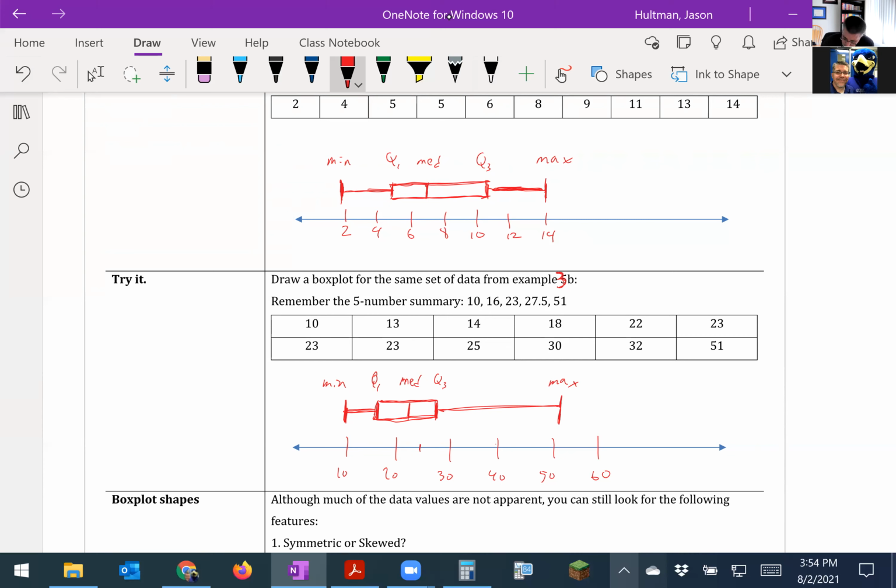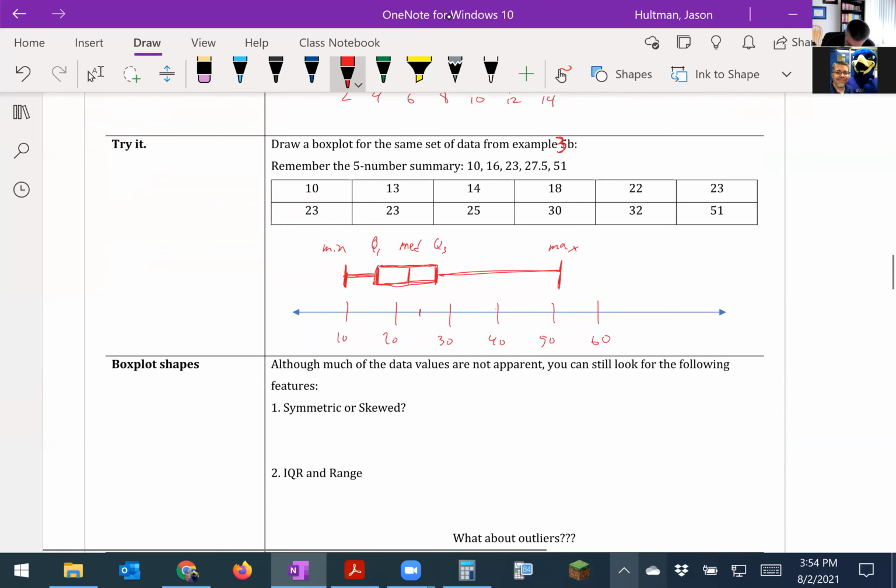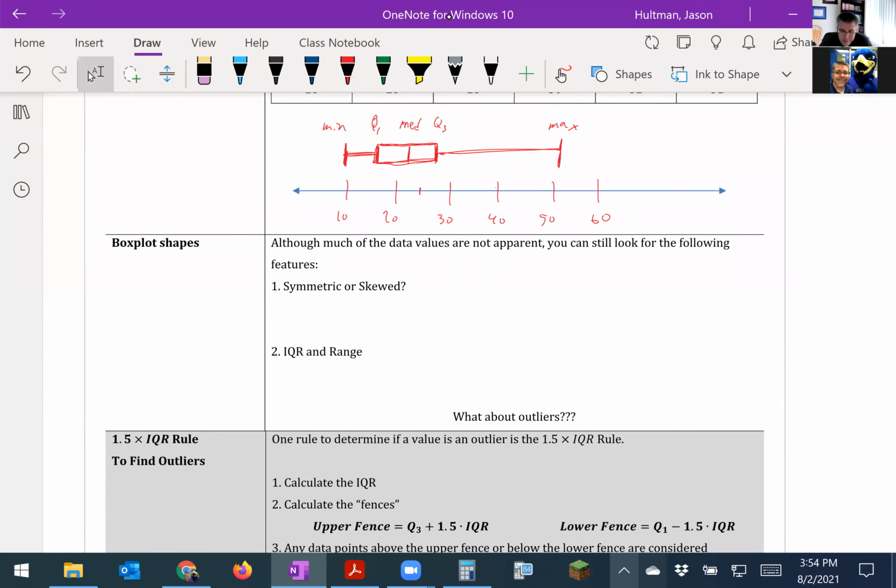Okay, there's our box and whisker plot. Okay, box plot shapes. Although much of the data values are not apparent, you can still look for the following features in your box plot. Is it symmetric or is it skewed? Is the box in the middle or is the box to one side? Is it balanced or is it skewed? Are there a lot of values in the lower half or a lot of values in the upper half? What's the IQR, right?